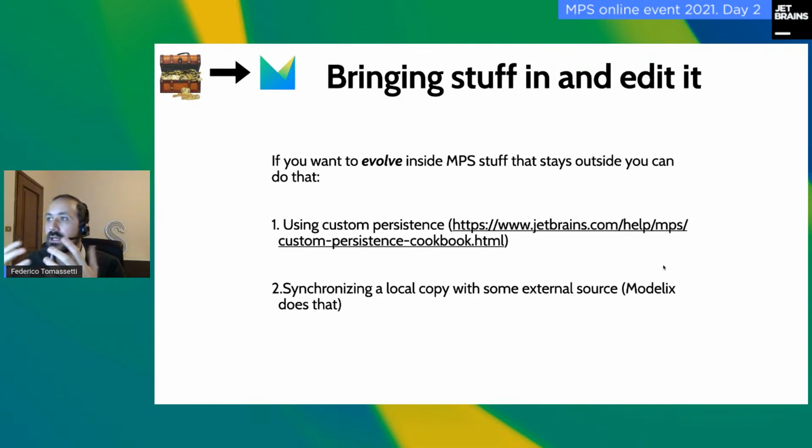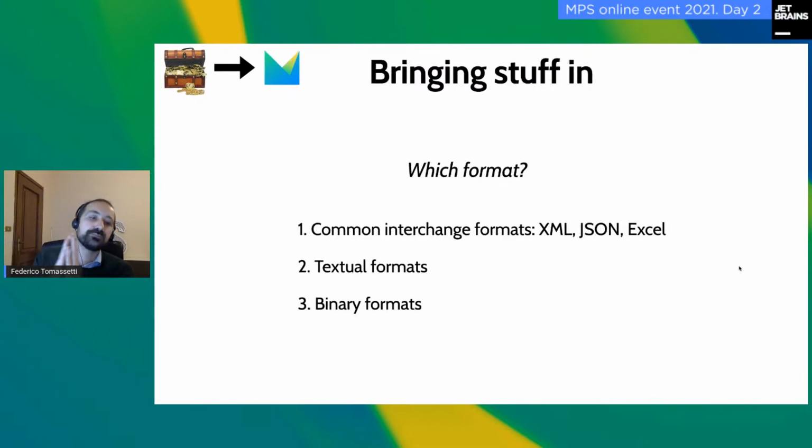For example, let's say that you want to evolve some information that is stored in a database. You can initially create a copy, a model that has the same information as the database, and when you change something in MPS, you insert a record or modify a record accordingly in the database. So this is the synchronization approach, and I think it's very interesting.